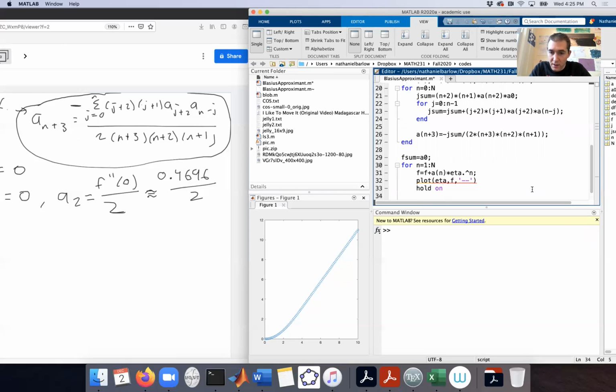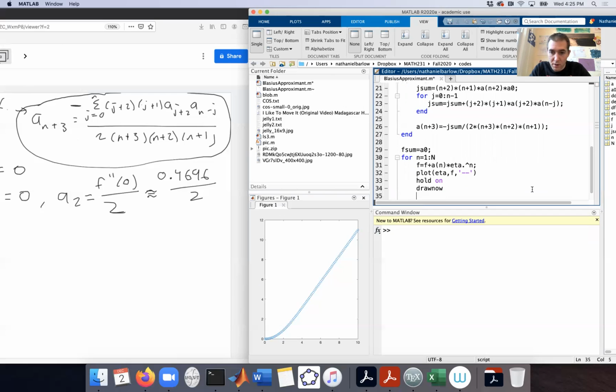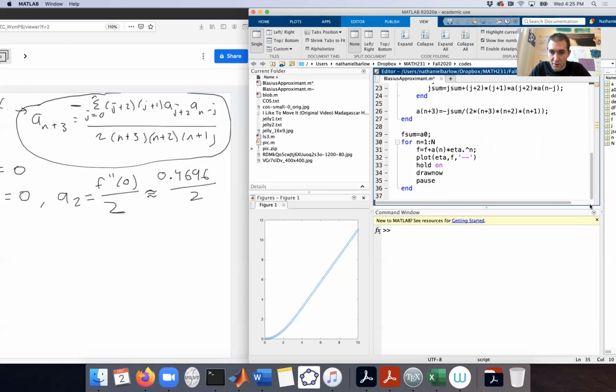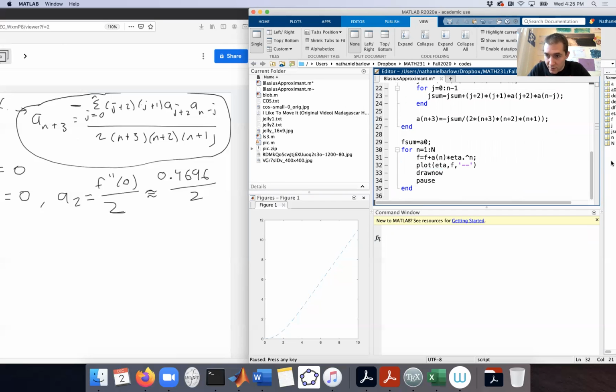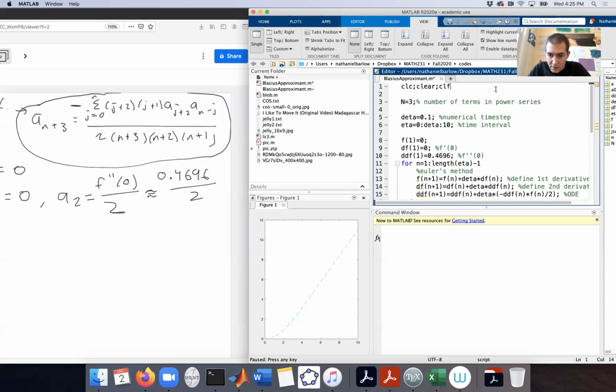Hold on, and how about draw now and pause. The draw now makes sure that it automatically prints it to the screen, doesn't go to end. And this one we want to watch this go. So let's see if this works. Oh, I should actually put the hold on at the top so we keep the numerical solution on there. Oh, that's already looking pretty good.